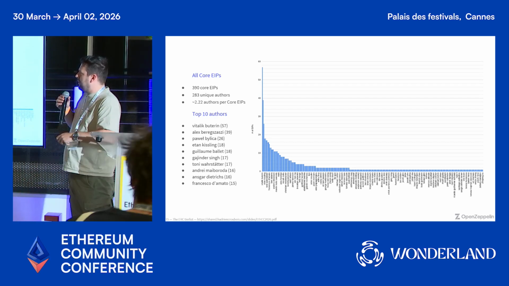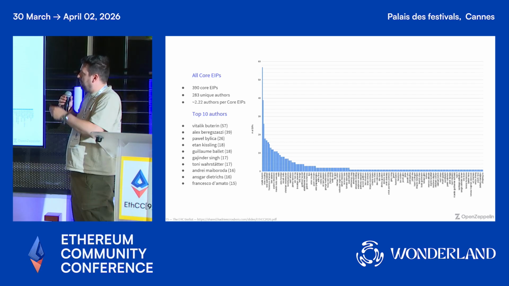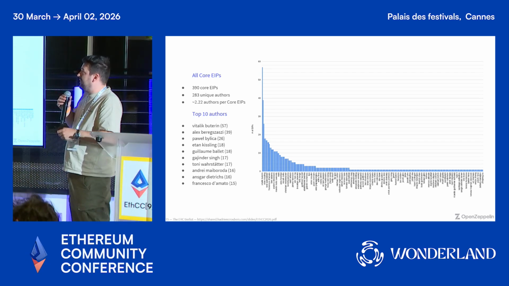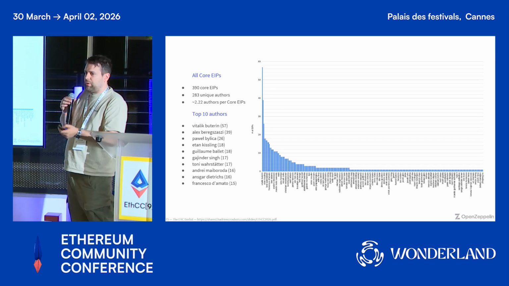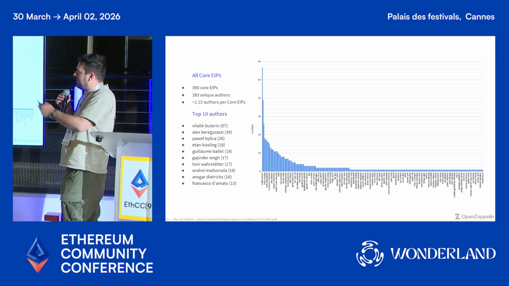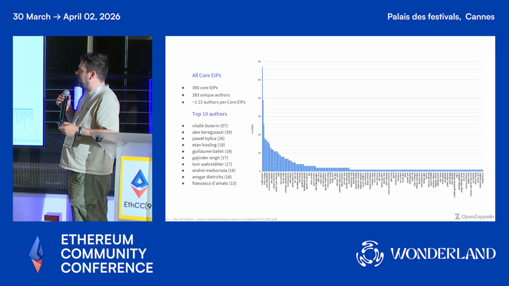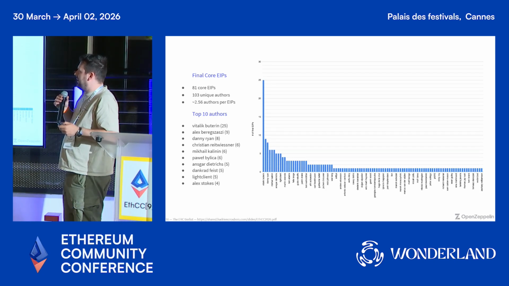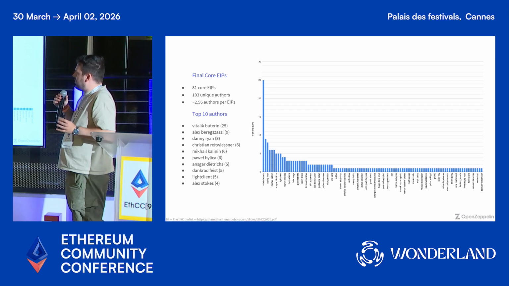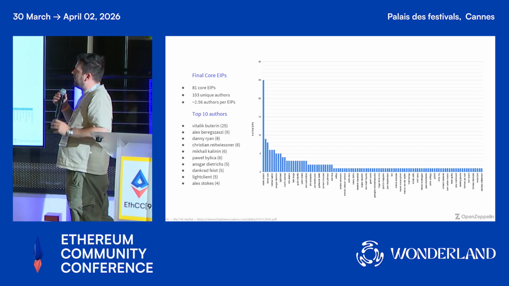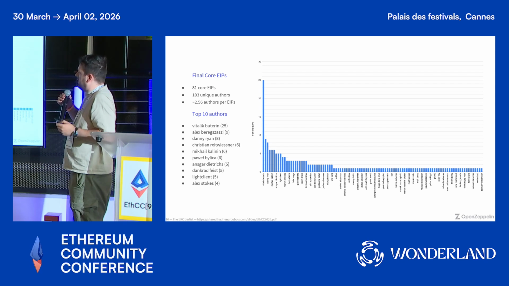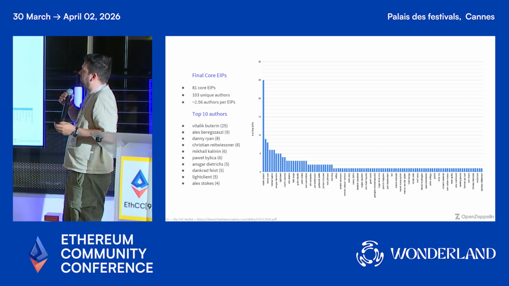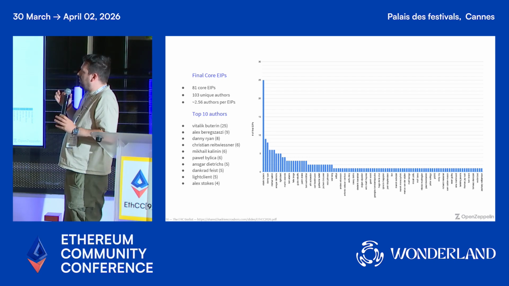Vitalik being a particular case, but if you just look at the top 10, they all have more than 15 EIPs. And those are all EIPs, including the draft ones, like Guillaume Ballet has a lot that are Verkle and stateless related. If you look at the final ones, you still have a smaller group of authors for these final EIPs. So it's a way smaller community than ERCs, I would say.